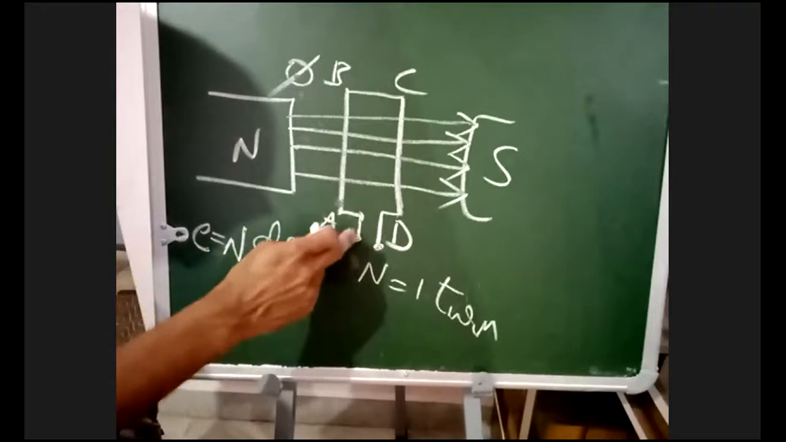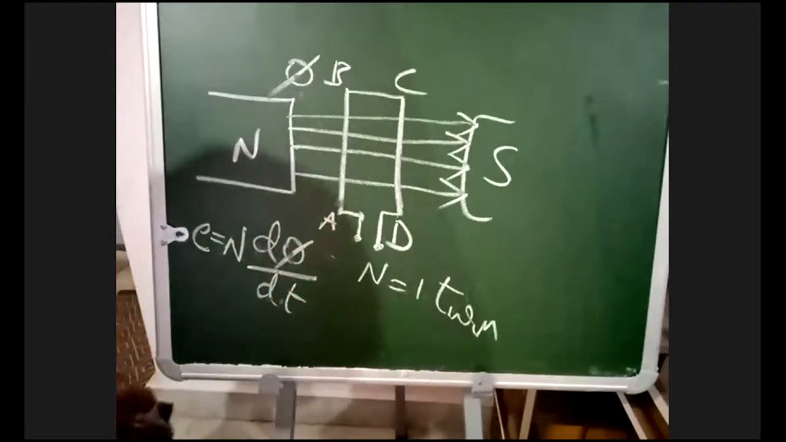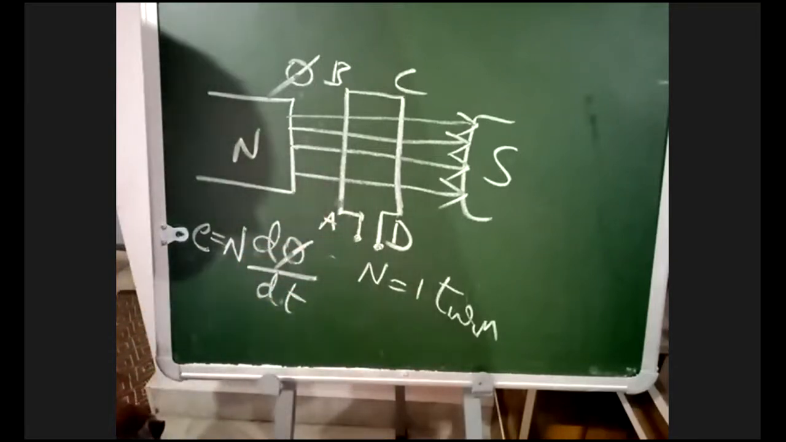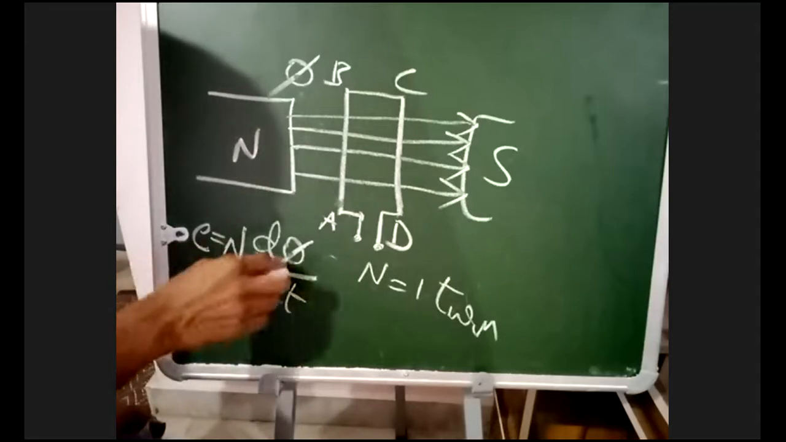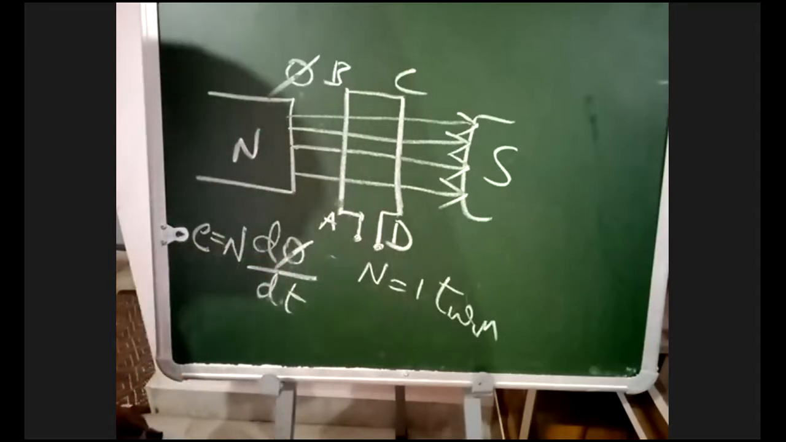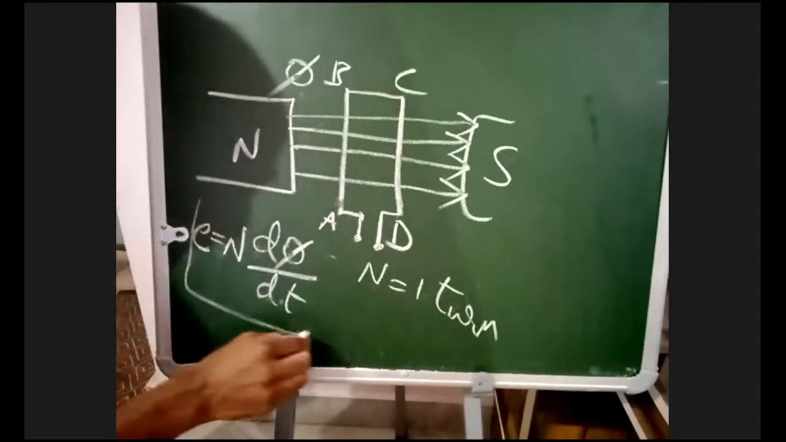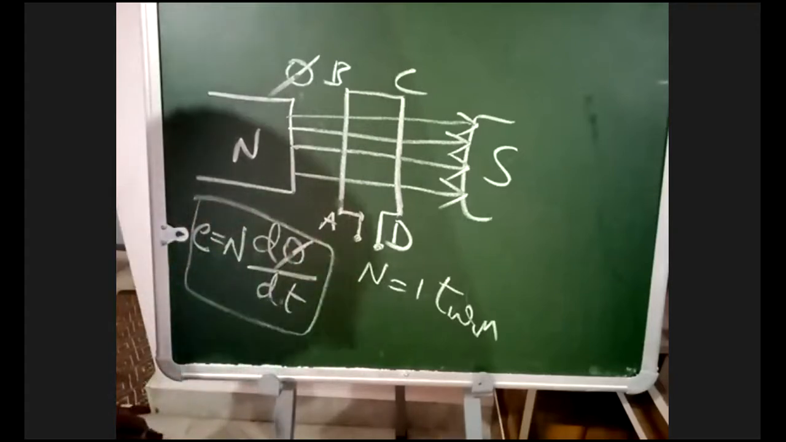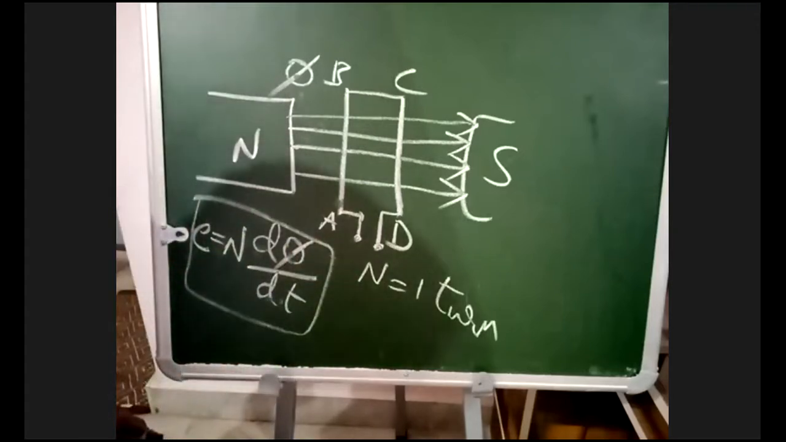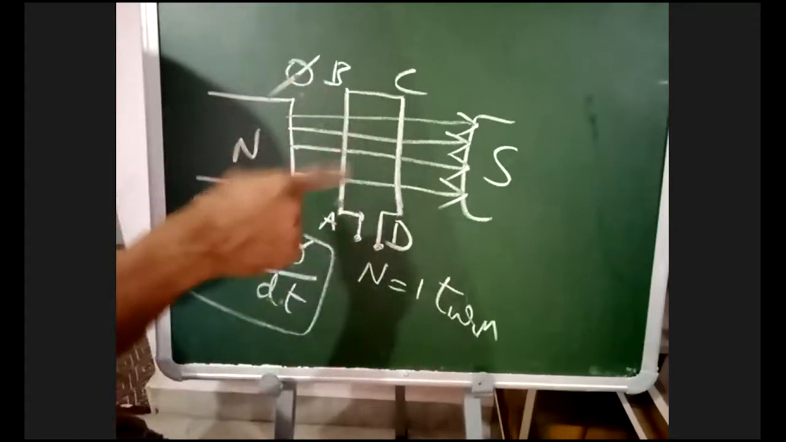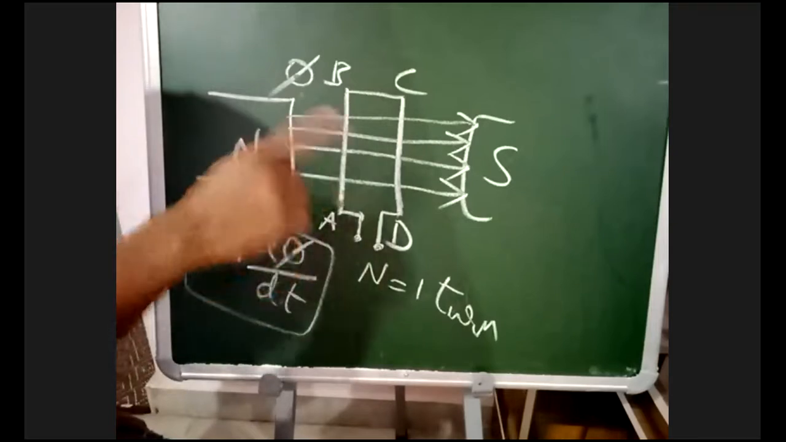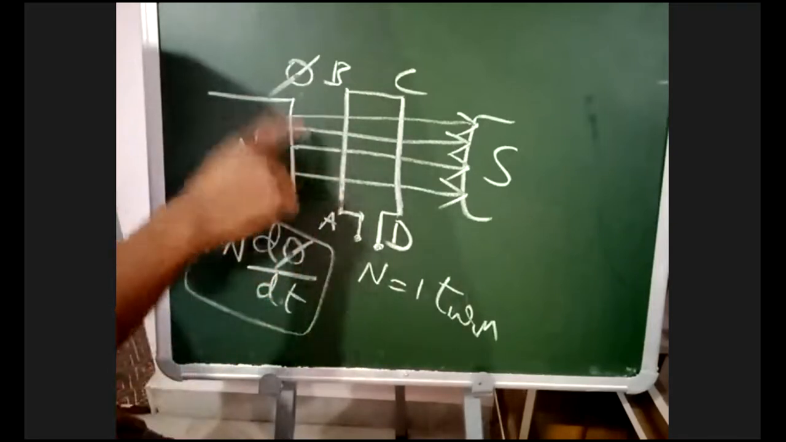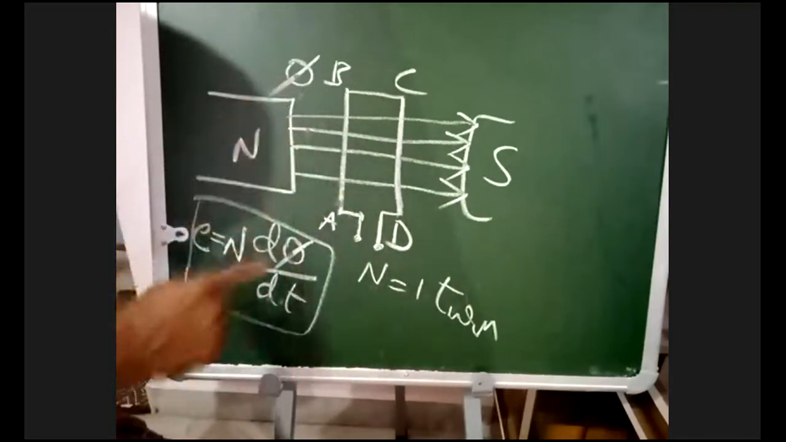The number of turns of this copper coil is 1 turn. I am taking only 1 turn, that's why N is equal to 1. E is equal to dφ by dt. This formula is Faraday's second law. Faraday's first law is the statement: when this conductor is rotating in the magnetic field, it is cutting the magnetic flux, then there is a change in the flux.